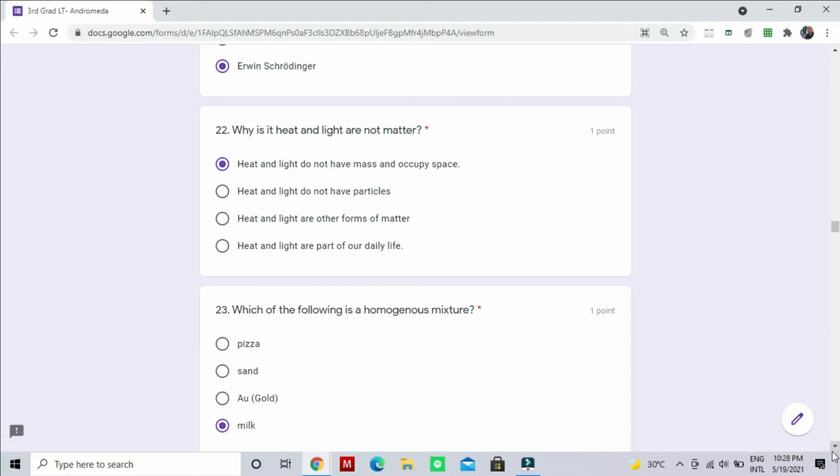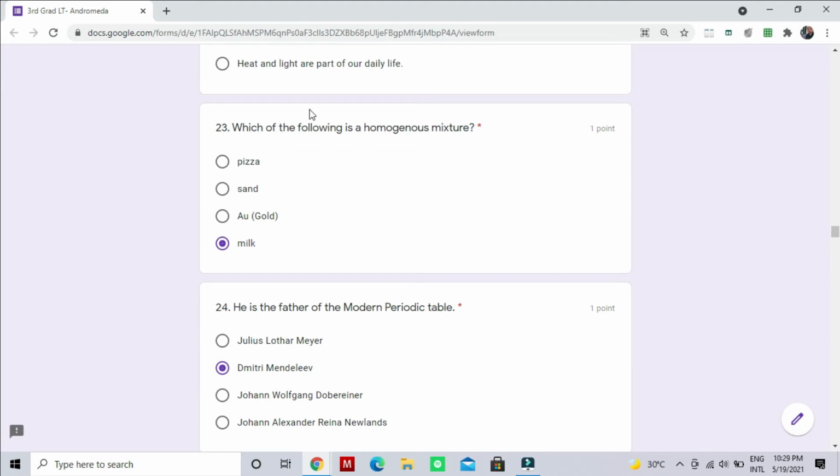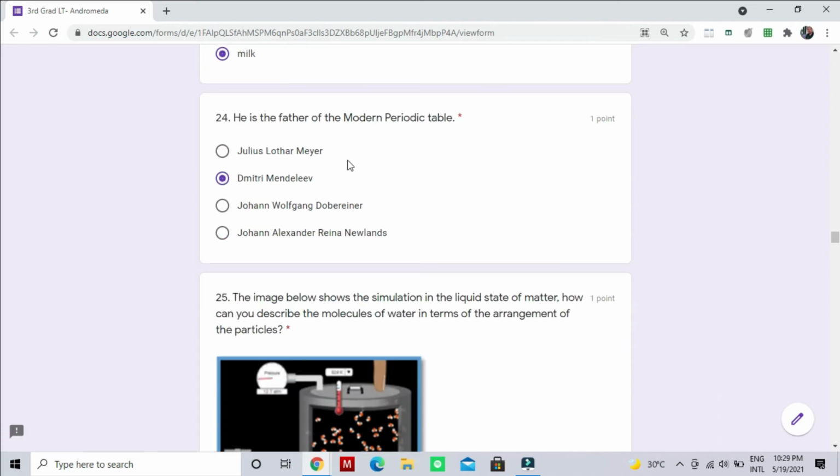Question number 23. Which of the following is a homogeneous mixture? The correct answer is milk. Question number 24. He is the father of the modern periodic table. The correct answer is Dmitri Mendeleev. Question number 25.